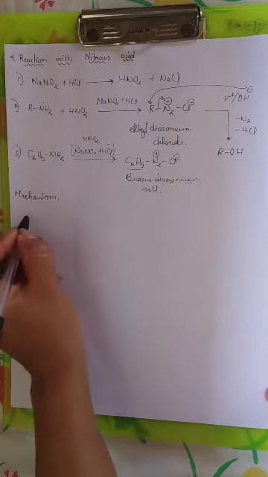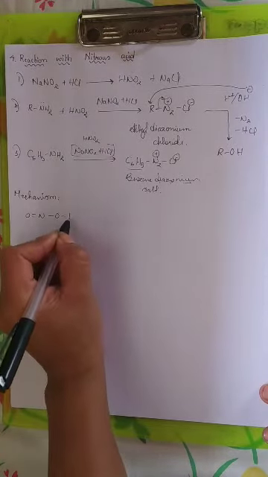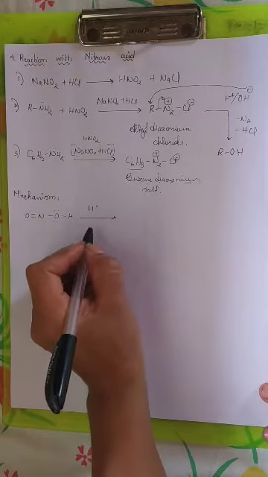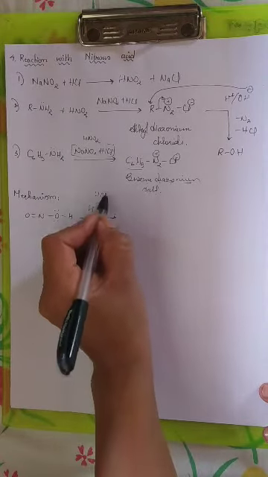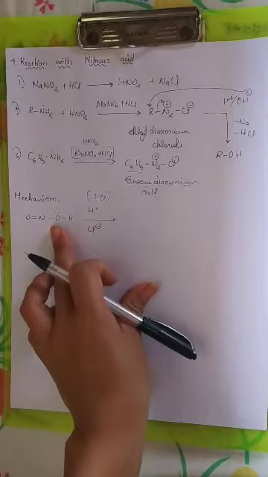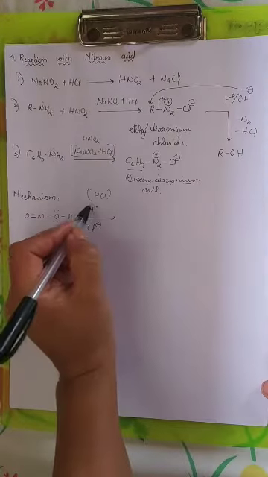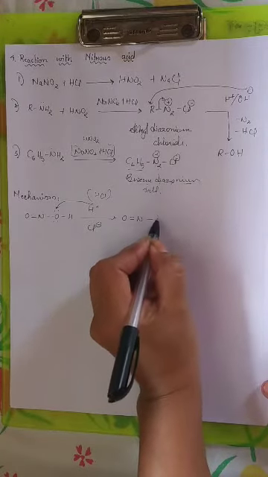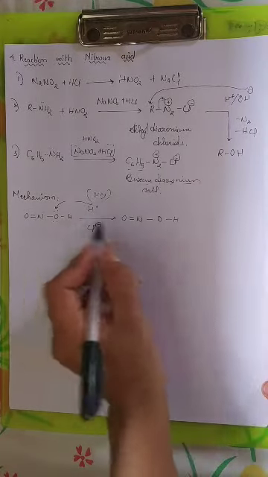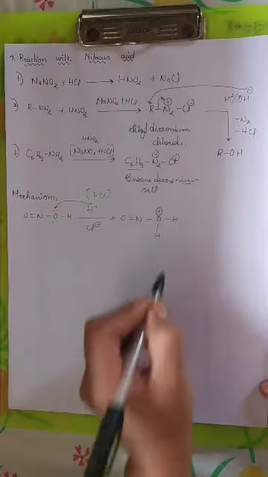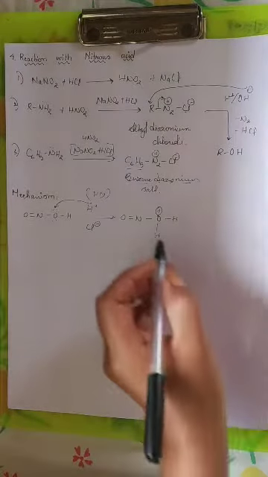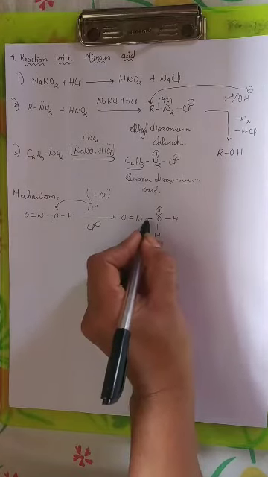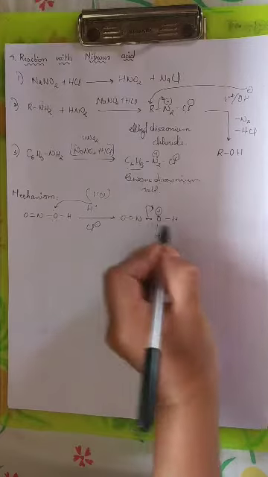The mechanism: this is our nitrous acid. Our HCl supplies H+, which is donated, and the O of the N=O group is protonated, so we get a positive charge here. Now water is a good leaving group. Therefore, along with the two bonding electrons, the water molecule leaves this group.